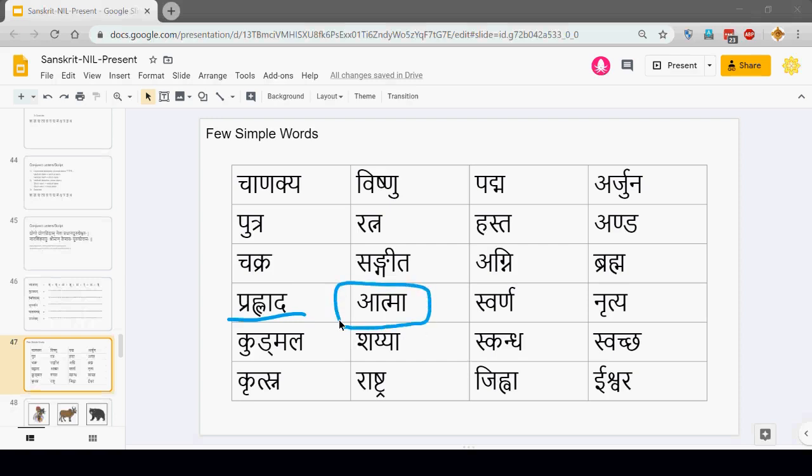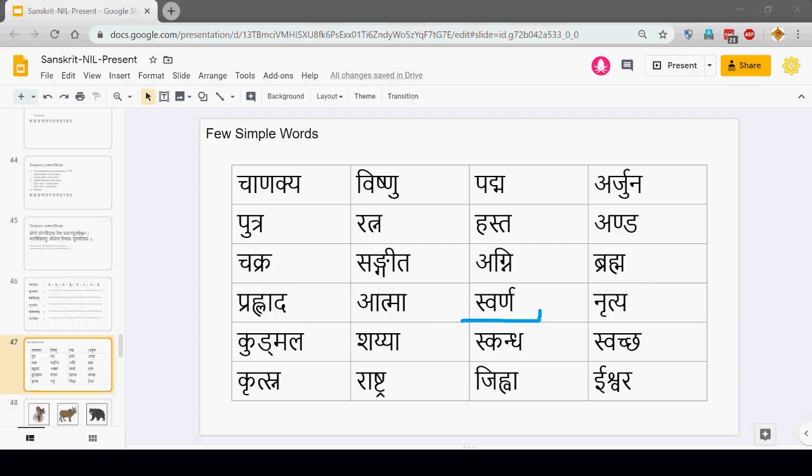Okay, next one. Atma. We saw that before. Atma is soul. And Brahma, the meaning of Brahma is something big.